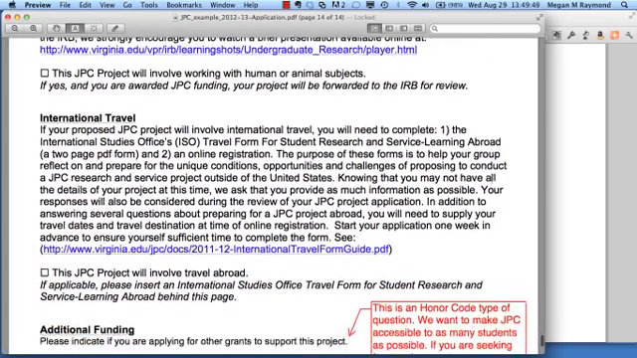International travel. The International Studies Office has a form for research and service learning abroad that needs to be completed online. When you complete it online, it produces a PDF that we're asking you all to append or include in your JPC application.